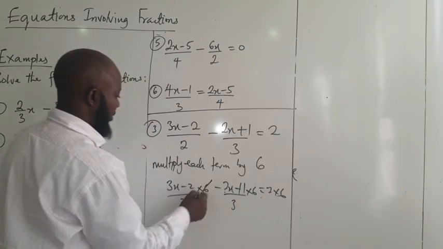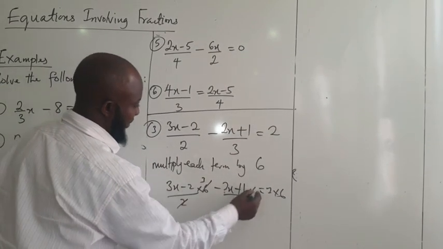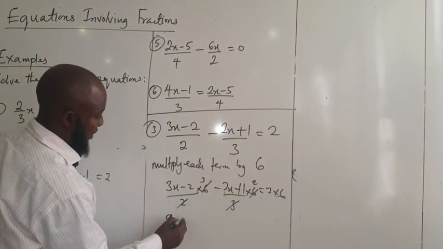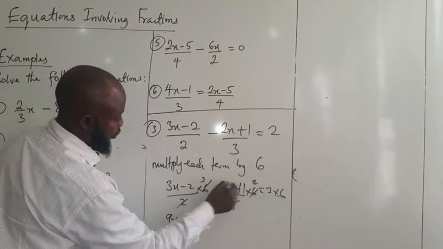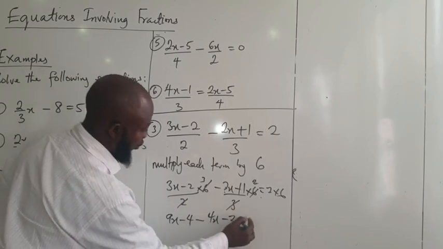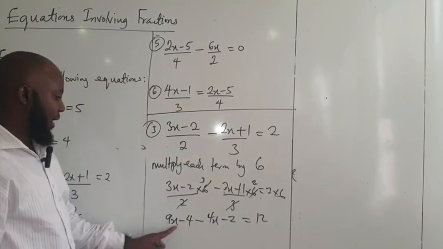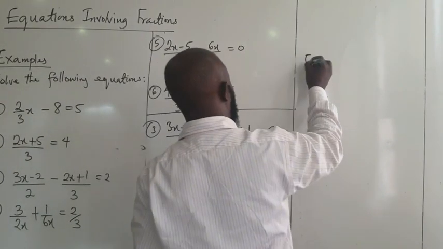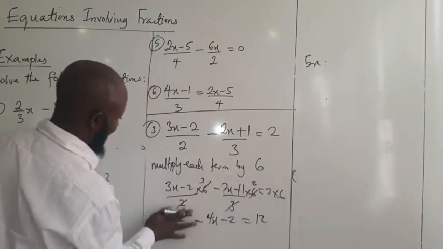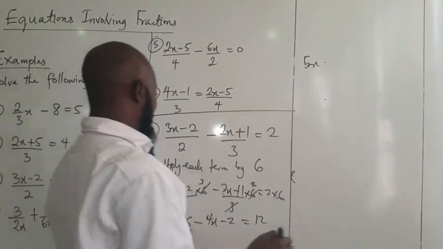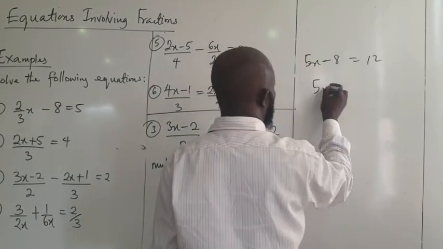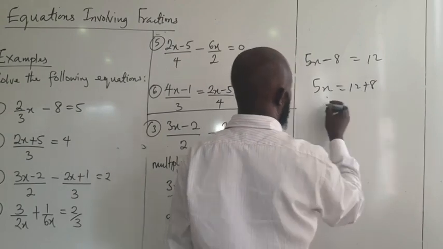then equals 2 times 6. 2 here 1, 2 here 3. 3 here 1, 3 here 2. So these 3 will multiply everything here. That gives us 9x minus 6. Minus 2 will multiply everything. That will be 4x then minus 2, equals 12. So 9x minus 4x gives us 5x. Then minus 6 minus 2 gives minus 8 equals 12. That is 5x equals 12 plus 8. That is 5x.